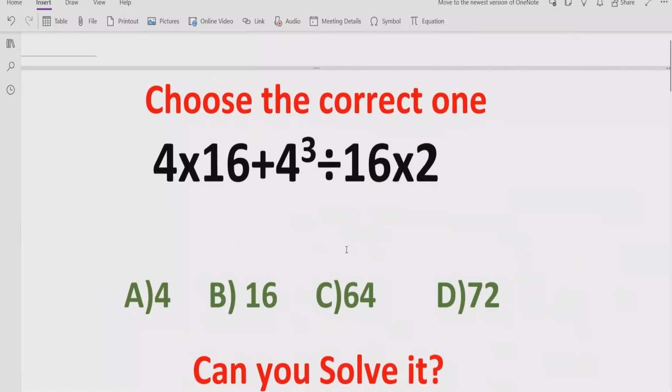Today we will solve another quiz which is related to arithmetic expression. The quiz contains the basic operations plus, minus, multiplication and division.